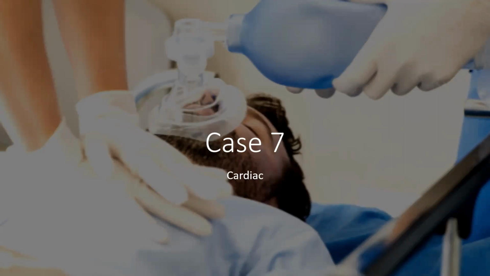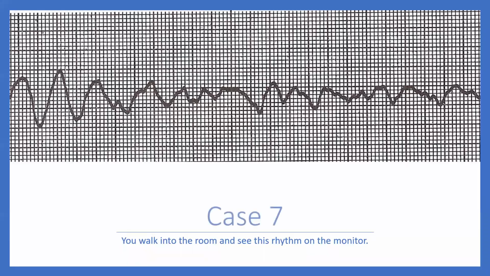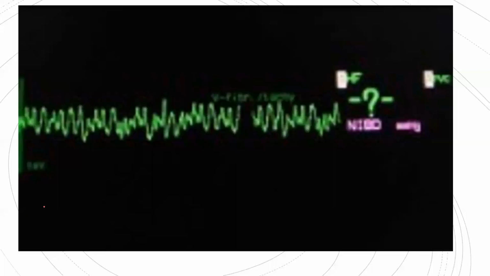All right. Let's go now to another case. You walk into the room and see the rhythm in the monitor as displayed over here. So take a look at it. And now we're going to see what this is. Okay. Here is the monitor strip.